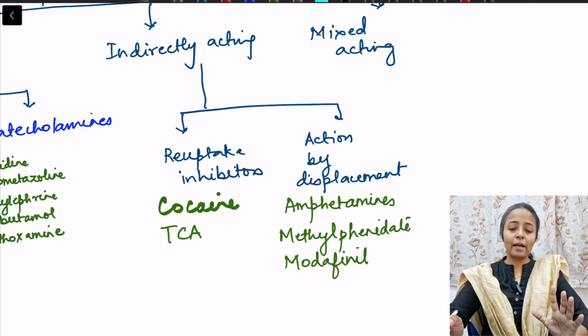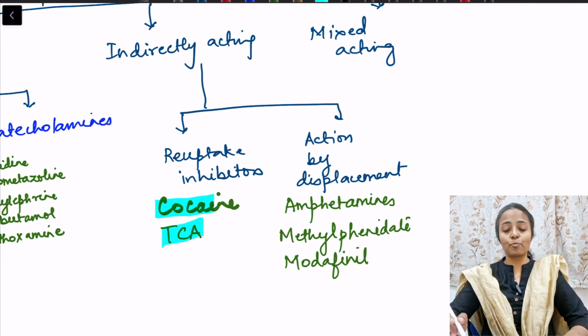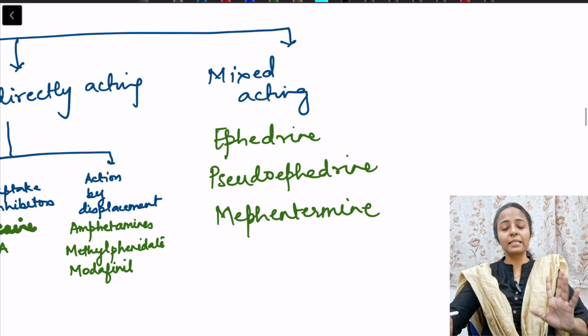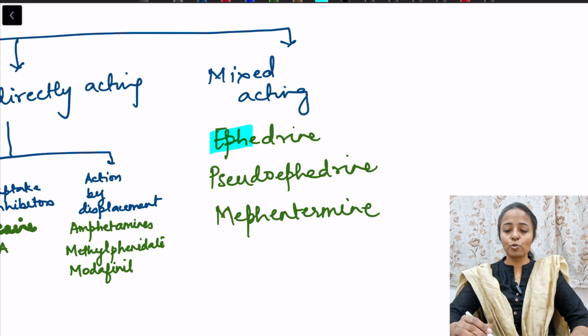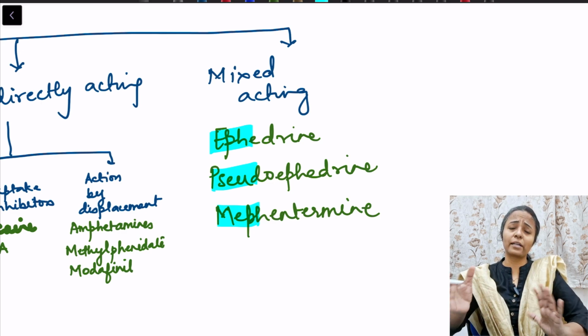Then next we have the indirectly acting, which include the reuptake inhibitors, in which we have cocaine and tricyclic antidepressants. Then there is action by displacement, in which we have amphetamines, methylphenidate and modafinil. So that is about the indirectly acting. Moving on to mixed acting drugs, we have ephedrine, pseudoephedrine and mephentermine. Some examples of these drugs you should remember, especially the ones I was talking about in the directly acting, the catecholamines.